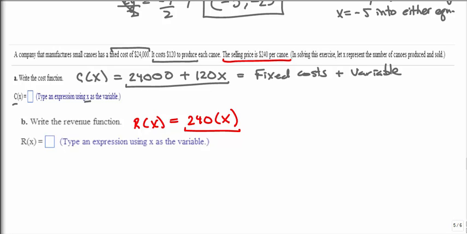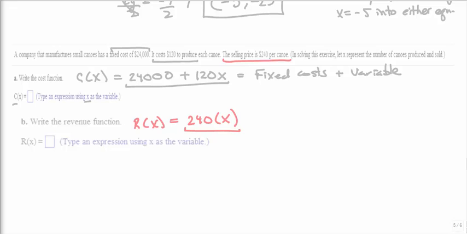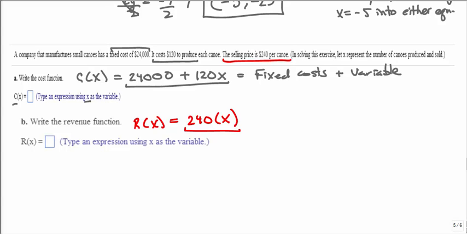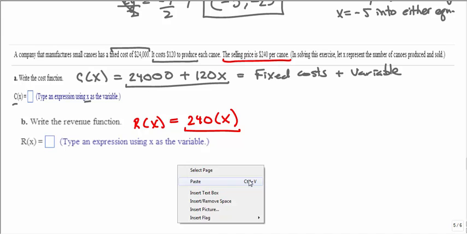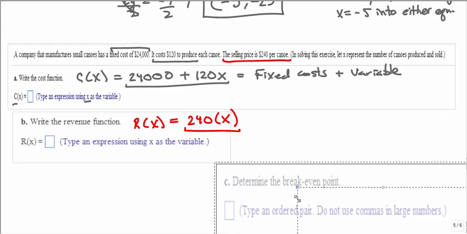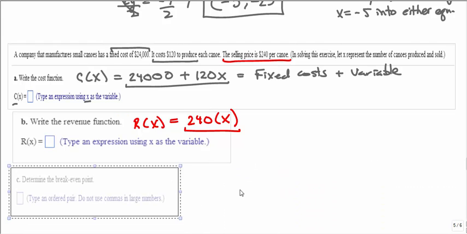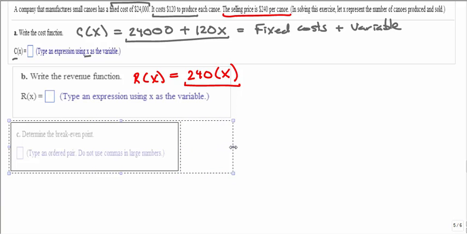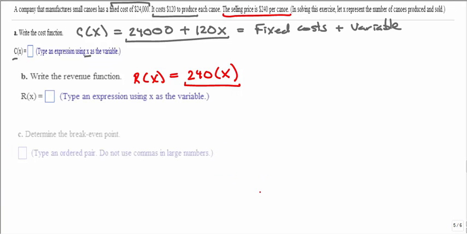Okay, let's go ahead and see what the next question is. These are multiple questions. It says determine the break-even point. Okay, well the break-even point refers to the point at which I finally start making money, if you want to think about it like that. So let's go ahead and look at determining the break-even point. So the break-even point is when my costs and my revenues are the same.